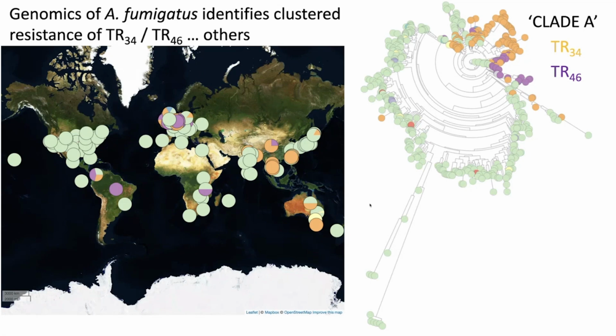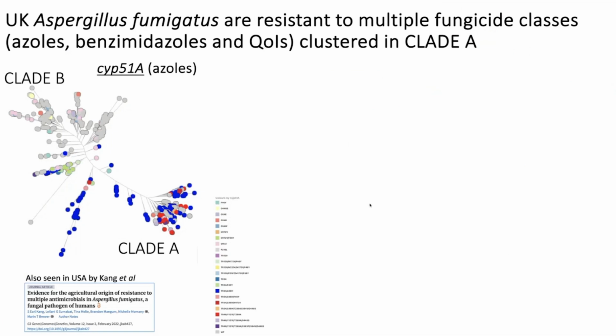And it's become very obvious that it's everywhere, and that also resistance is very stacked into a cluster within this global phylogeny. So we call this cluster Clade A. And you can see there, you don't need to do fancy statistics on that. The resistance is highly clustered. And there's the tandem repeats 34 and 46, which mark environmental resistance.